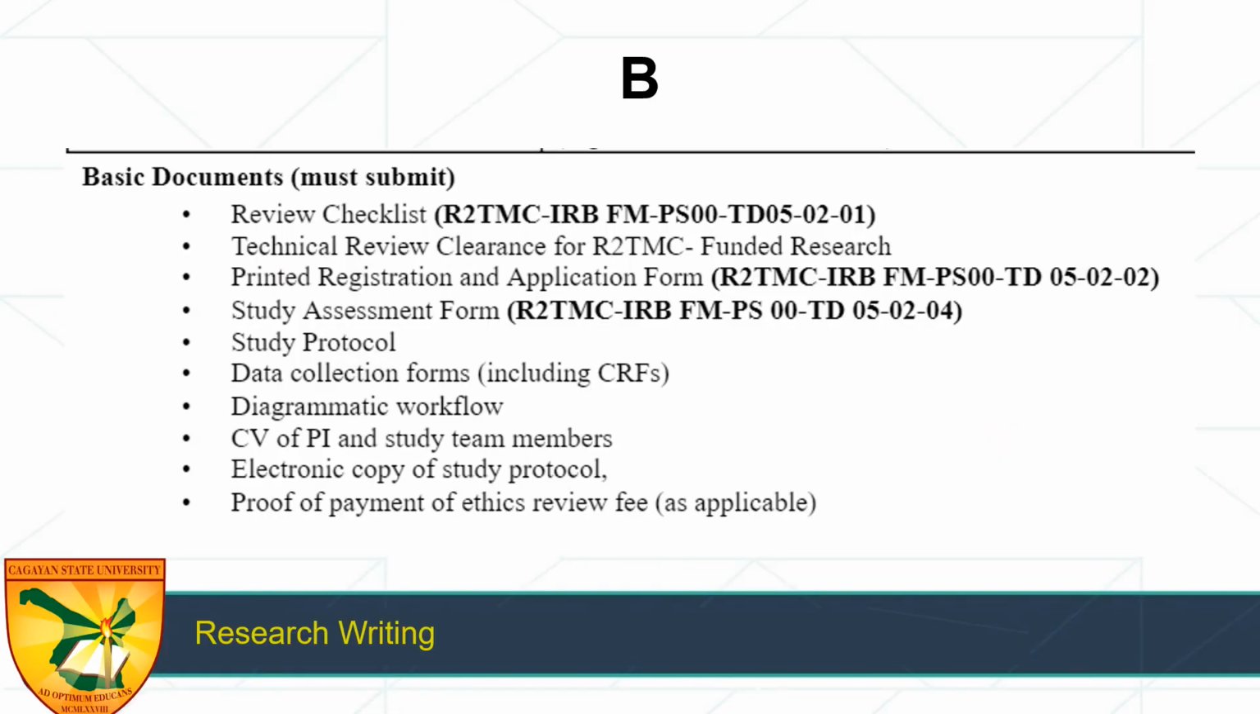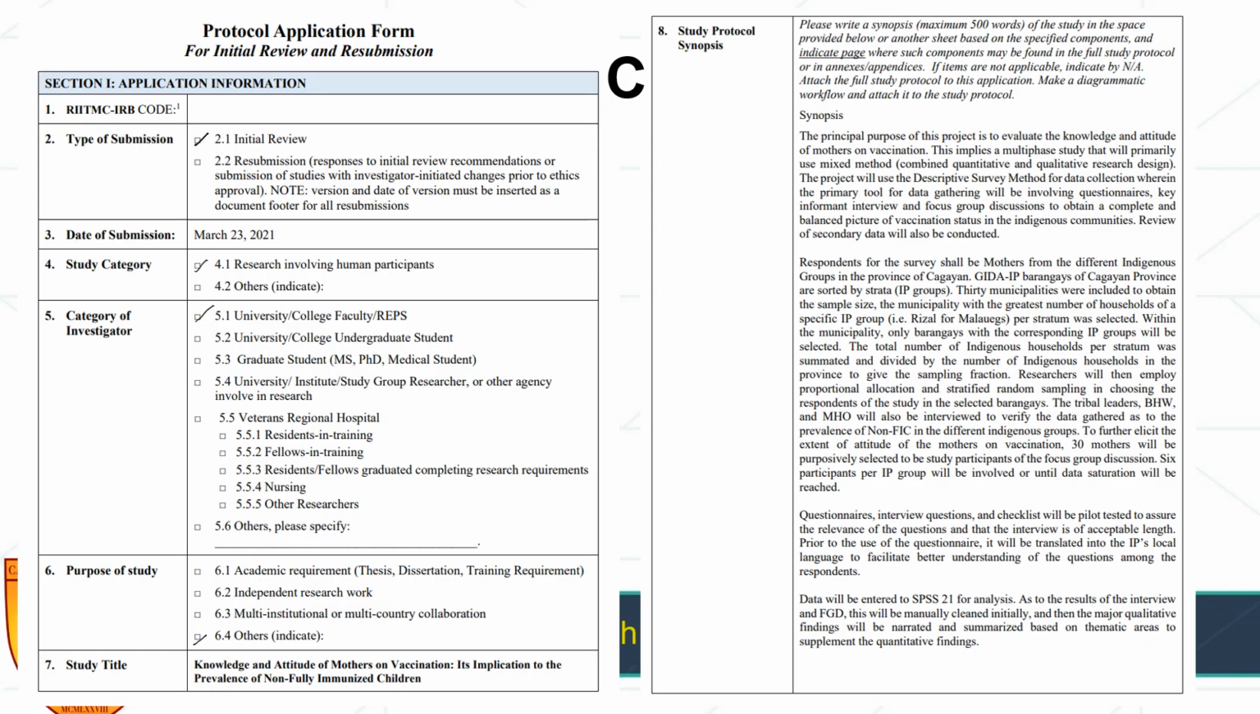Then letter B here now is the technical review clearance for R2TMC. You don't need this. Letter C is the protocol application form. So you will see here what's the type of submission. That's initial review, date of submission, category, okay, and category of investigator. For us, it's university, college, faculty. For you, it would be not this. It would be university, college, undergraduate students. And then purpose of the study, this is for you, academic requirement for your thesis.